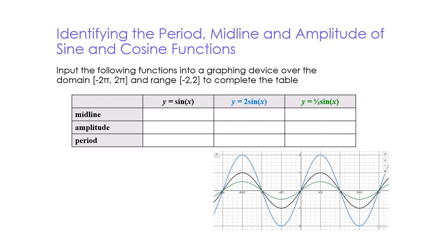I've done it for you down here, where you can see the blue one is y equals 2 sine of x, the green one is y equals 1/2 sine of x, and the black one is the traditional sine function. I would recommend doing this yourself to answer these questions, and then coming back to the video to make sure you're understanding what midline, amplitude, and period mean.